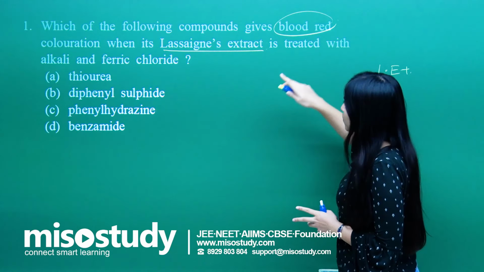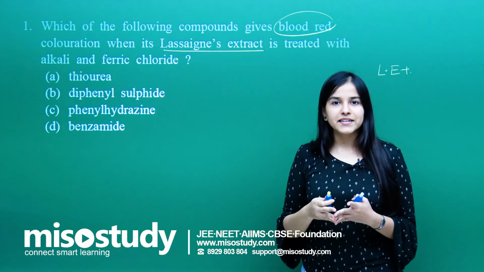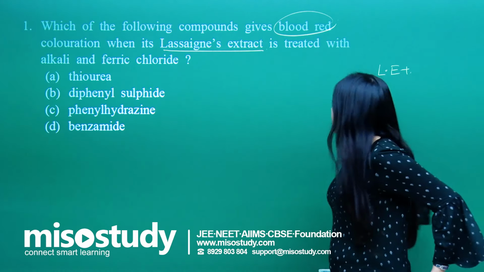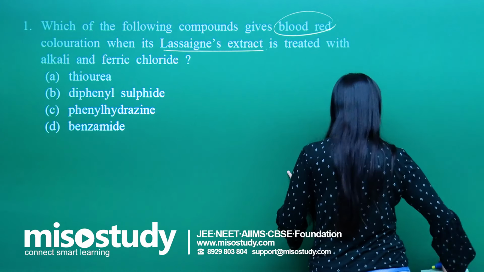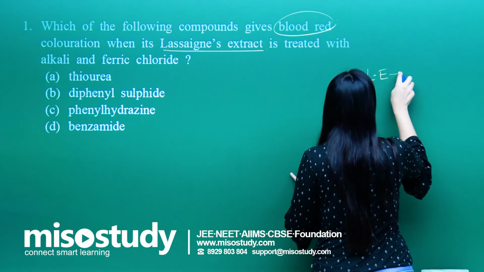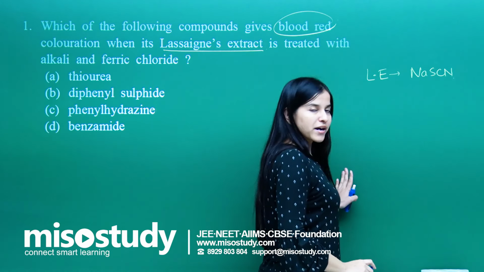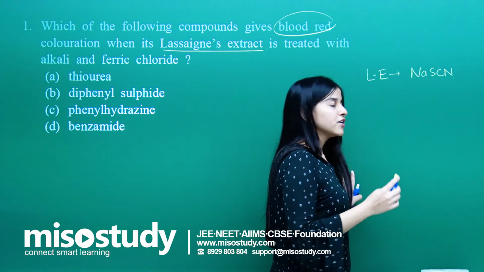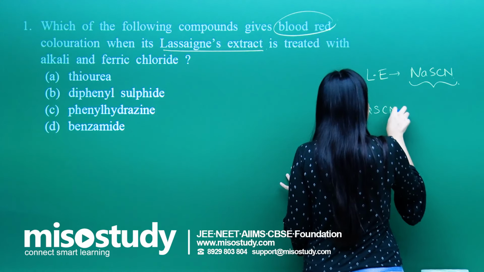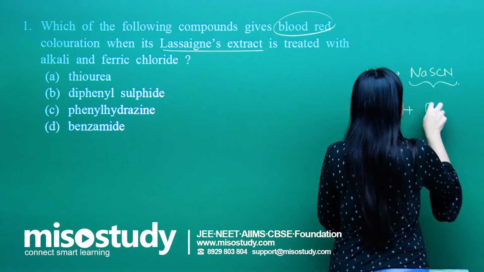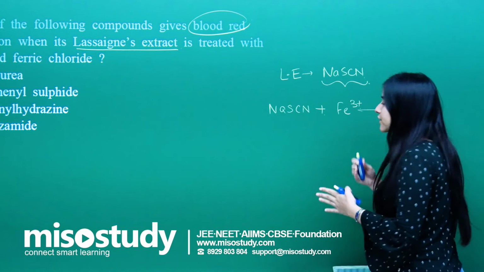I need to react it with alkali and then ferric chloride. So how do we get the blood red coloration? That is the question over here. The blood red coloration is observed when the LE should be in the form of, first of all, NaSCN, right? Sodium thiocyanate. So that is the LE which needs to be there, and when this LE reacts with Fe3+ ions, it will give what? It will give the blood red coloration.